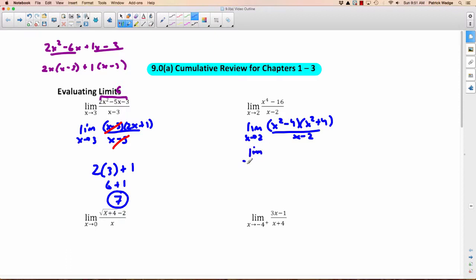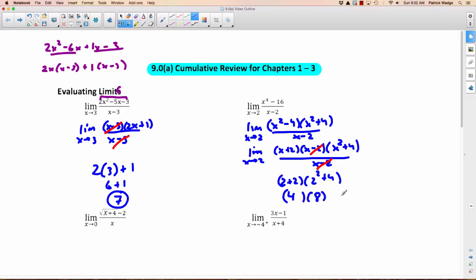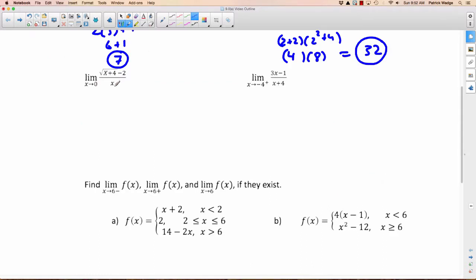There's probably faster ways of writing this than I'm doing, but just to show you exactly what's happening, I am doing a difference of squares on this x squared minus 4, so x plus 2, x minus 2. I can't do this because that's not a difference of squares, that's a sum of squares, and you can't factor that. That's all over x minus 2, and now we can successfully cancel this out, and we're ready to substitute in 2 plus 2 in this bracket, 2 squared plus 4 in the second bracket. So this is 4. This is 4 plus 4, which is 8. Our answer is 32.